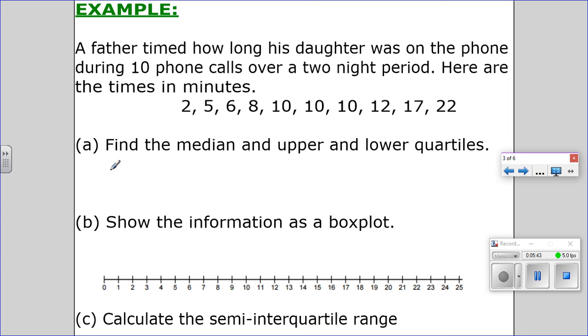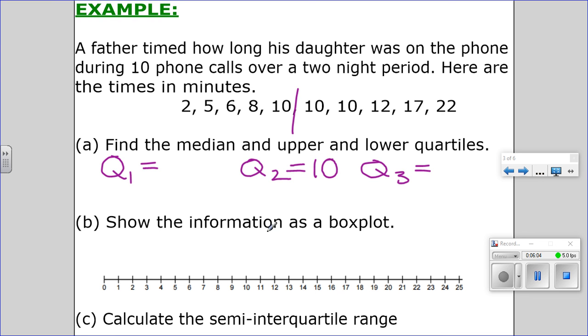So I want quartile 1, quartile 2, and quartile 3. Okay, so that's what I know I'm looking for. These are 10 phone calls, so if I'm splitting it in half, I'm going to get 5 and 5. So we're straight down the middle here. 5 on one side, 5 on the other, so quartile 2 is 10 minutes.